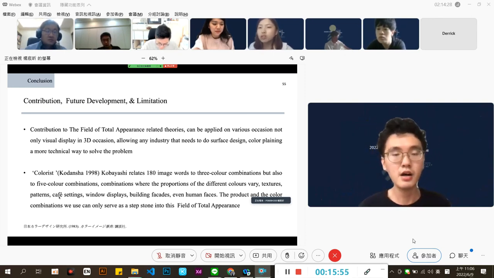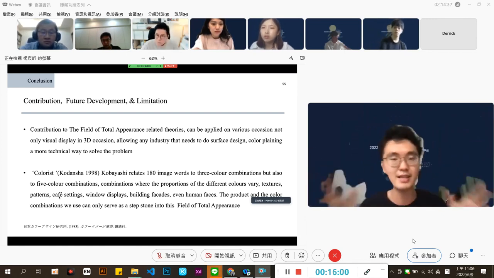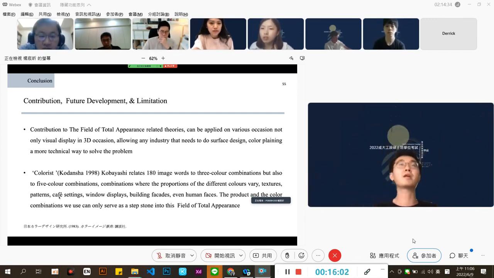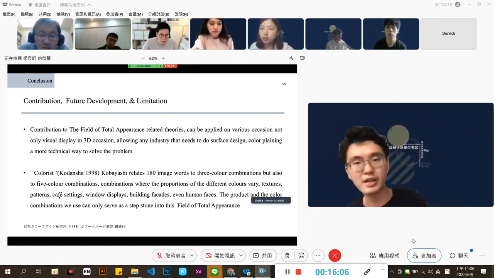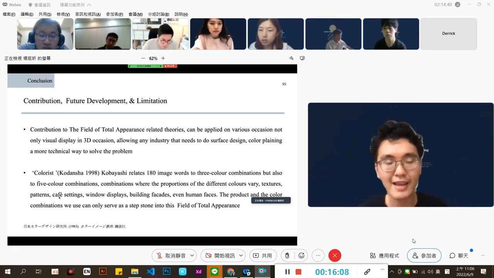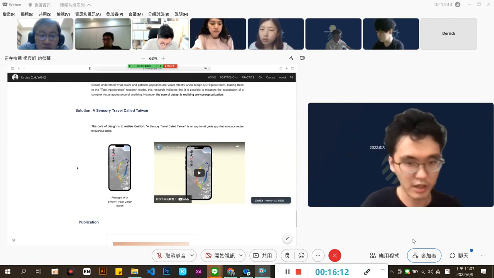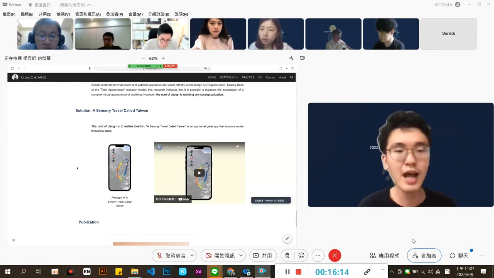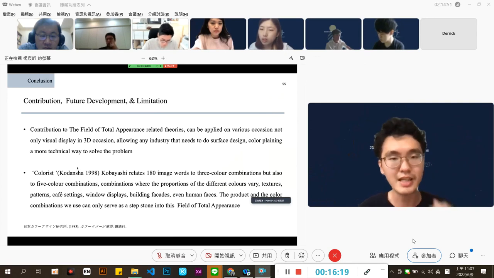Since we only used 3 color combinations and some specific patterns in this study, we hope that in the future we can apply more interactive visual elements to various products. For example, we have tried to use it as a solution inside a tourism-related app design, and we hope to do some deeper research in this area.